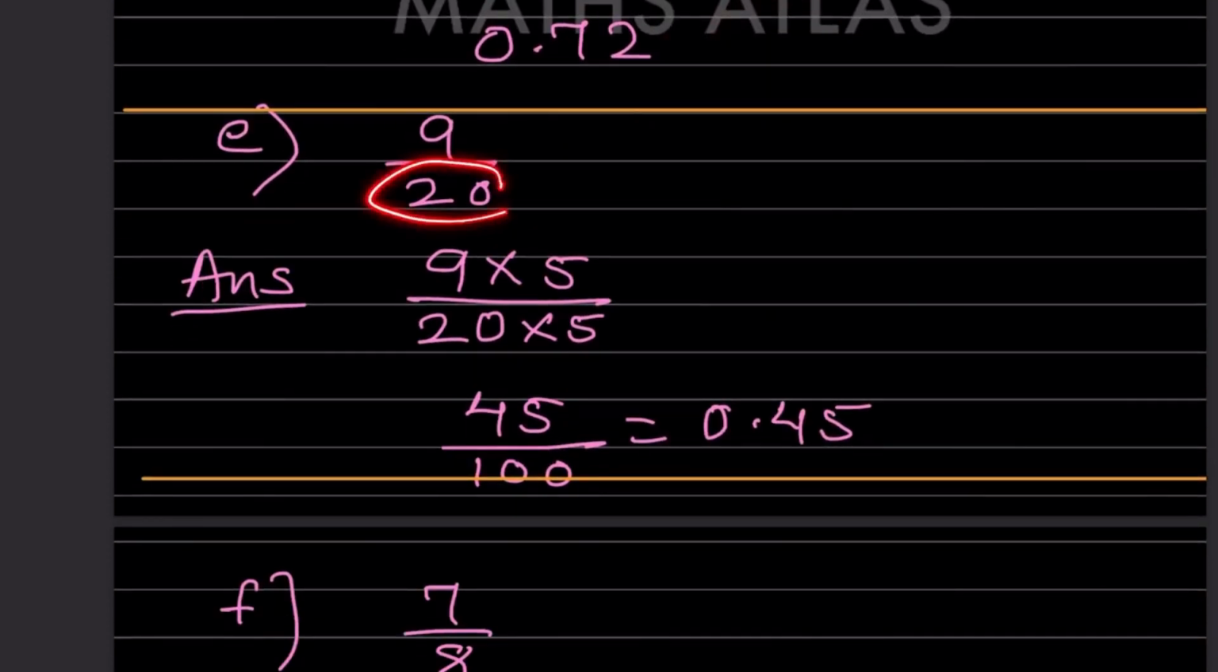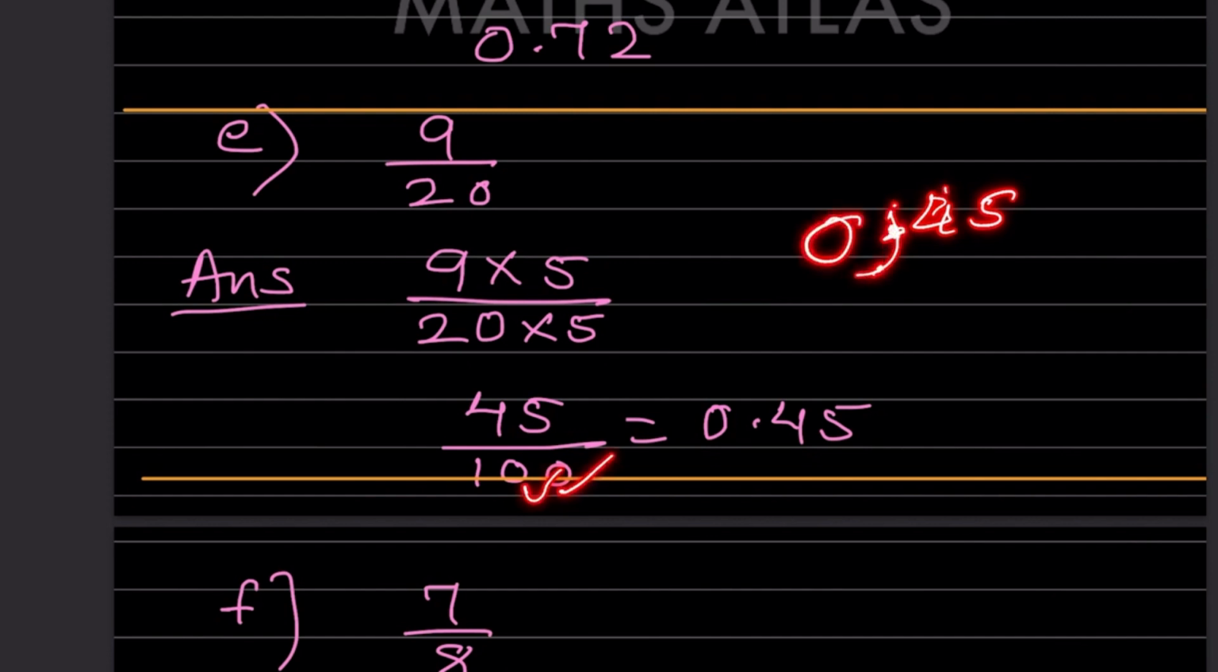Now again here 20 times 5 is 100. So this also should be multiplied by 5, the numerator. So 9 times 5 is 45 by 100. 45 by 100 means there are 2 zeros over here, go backwards. So it is going to be 0.45.